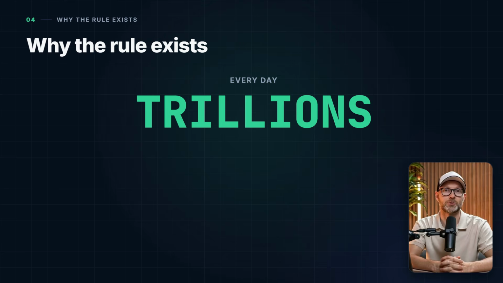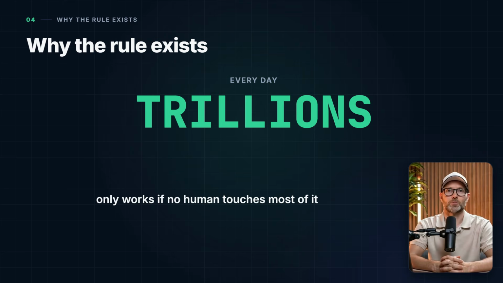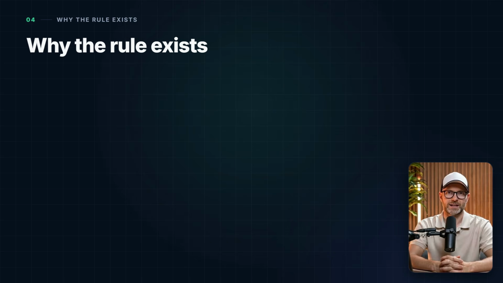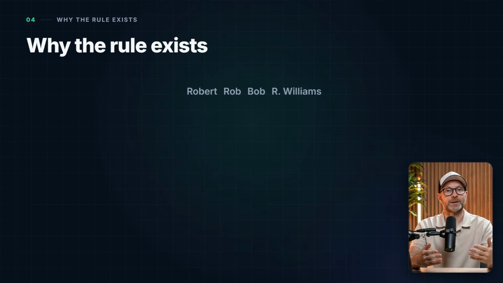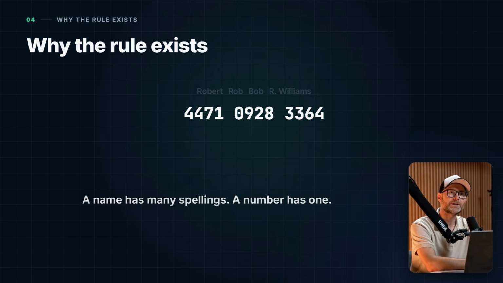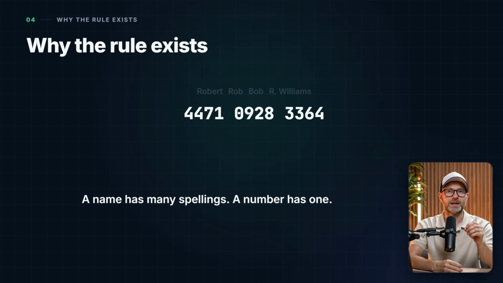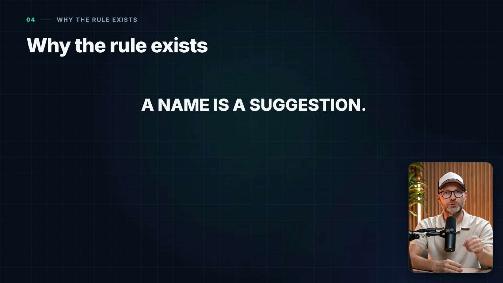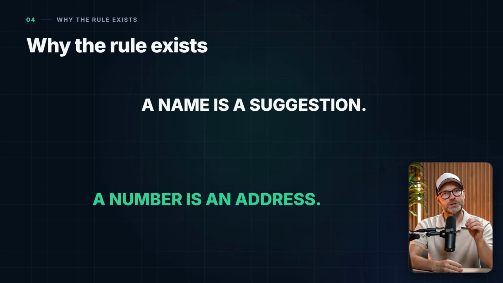That rule was a deliberate trade. Trillions of dollars move between accounts every day, and that only works if no human touches most of it. Automation needs one field it can trust completely, and a number is machine readable in a way a name never will be. Think how many ways one person can be written. Robert, Rob, Bob, R. Williams. A name is a suggestion, a number is an address, so the system is not broken. It is doing exactly what it was built to do, at the speed it was built to do it. You just found the edge of it with your thumb.